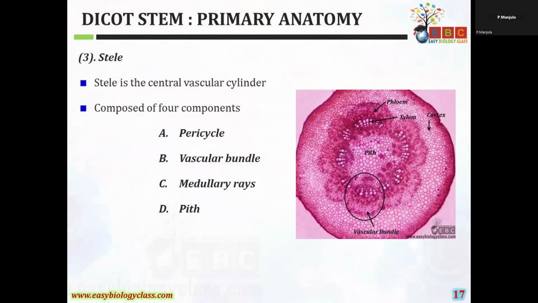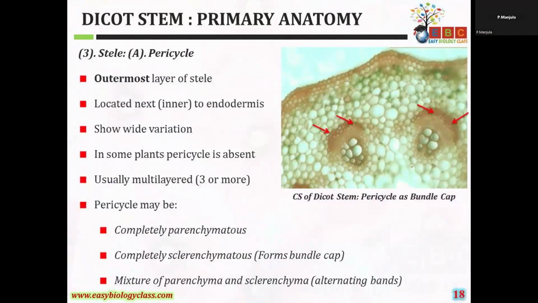medullary rays, and pith. The endodermis is followed by the pericycle. It is the outermost layer of the stele, located next to the endodermis, inner to the endodermis, and shows variation. In some plants this pericycle is absent, but usually it is multi-layered, made up of 3 or more layers of cells. The pericycle may be completely parenchymatous, or completely sclerenchymatous, or a mixture of parenchyma and sclerenchyma. So here the variation in the pericycle may be seen.